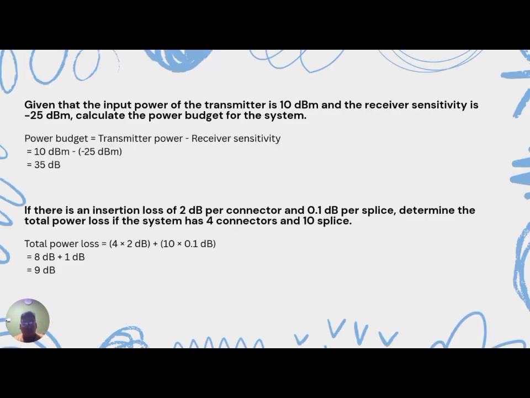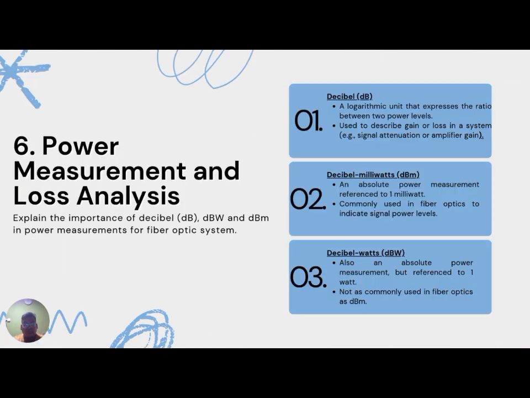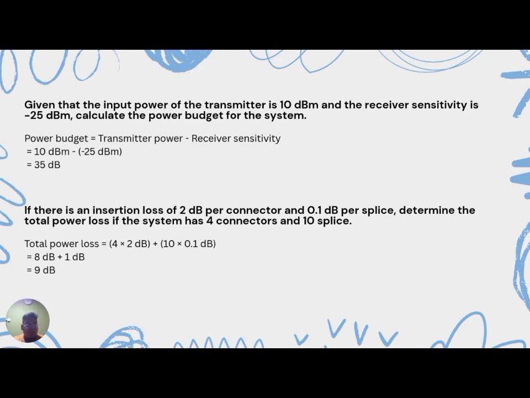The question we received is: given that the input power of the transmitter is 10 dBm and the receiver sensitivity is negative 25 dBm, calculate the power budget for the system. The calculation is the transmitter power minus the receiver sensitivity, so the total is 35 decibels. It means the system can tolerate up to 35 dB of total loss before the signal drops below the receiver sensitivity.